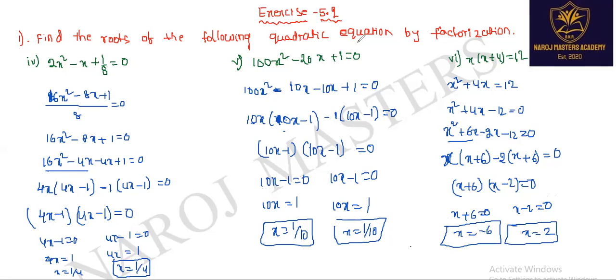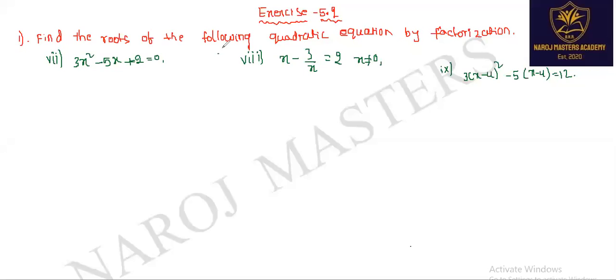Okay, now look at the seventh question. 3x square minus 5x plus 2 equal to 0. Now we know the simple trick. So look here, 3x square minus 5x plus 2 equal to 0. The product of x square coefficient and constant term is 6 here. And which number gives the, is it 6? Yeah, plus 6.